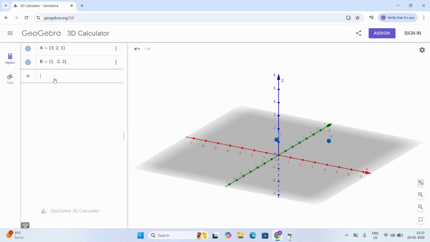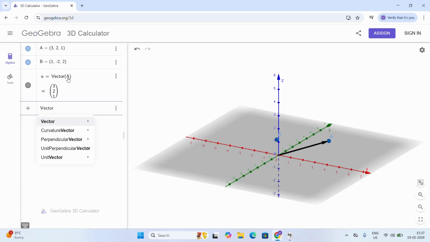Okay. Now I want to convert both of them into vectors. So this is one way in which you can convert them into vectors. You don't have to specify the starting point. When you don't specify the starting point, it automatically takes the beginning as origin and draws a line from the origin to that particular point. Okay. So I'll do the same for both of them. Vector of B. I've converted both the points into vectors now. You see there are 2 vector lines in the direction specified.